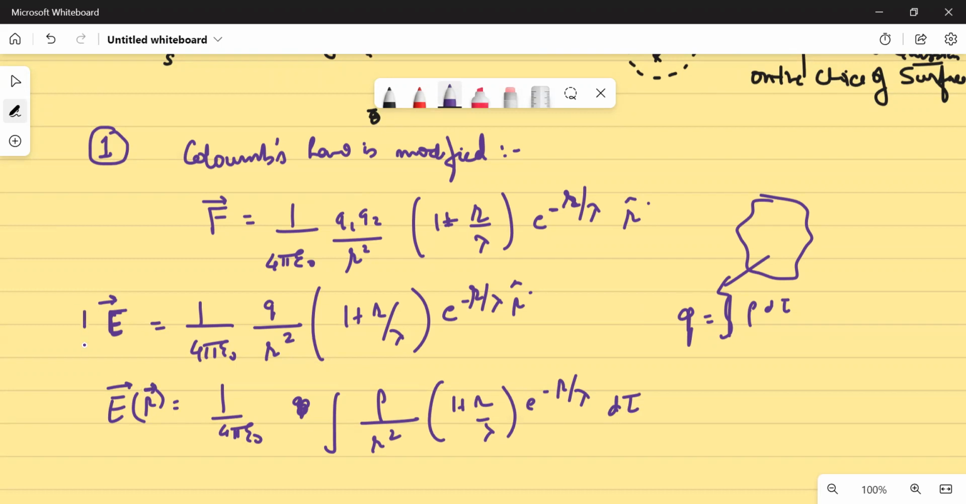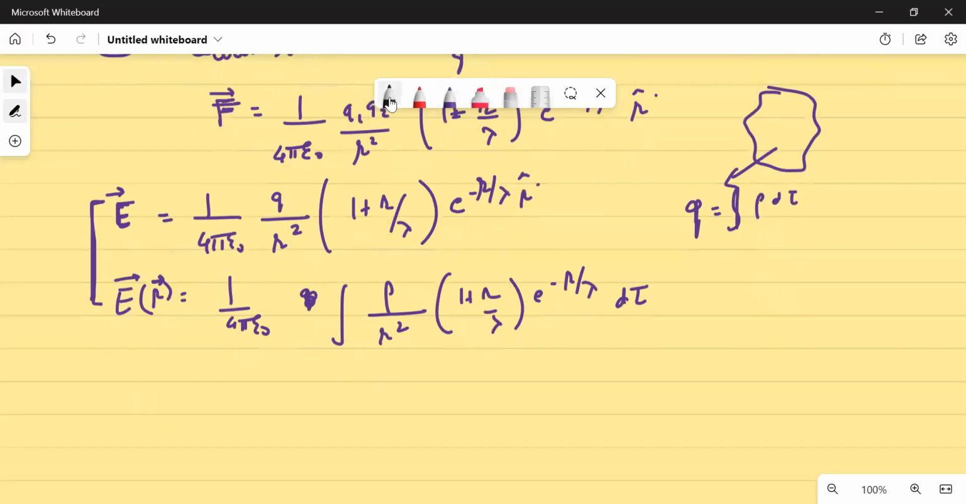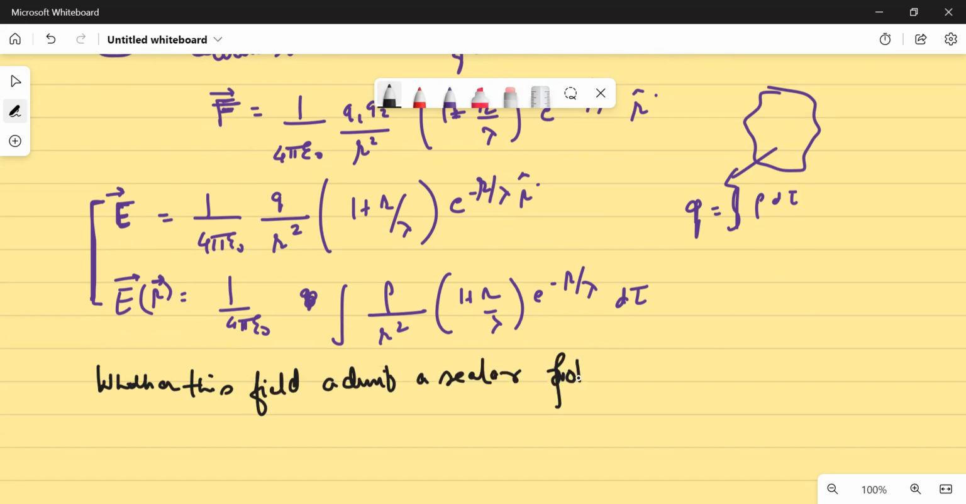Okay. So overall, understand that electric field as such would not vary. Electric field as such depends on force only. That is absolutely fine. But the question that arises is whether this sort of field admits a scalar potential. Now here I want to draw your attention to something called conservative forces.